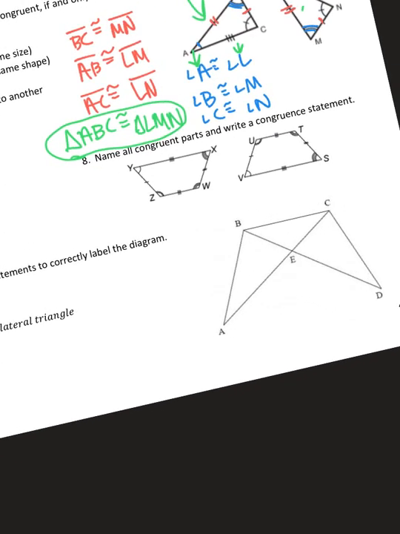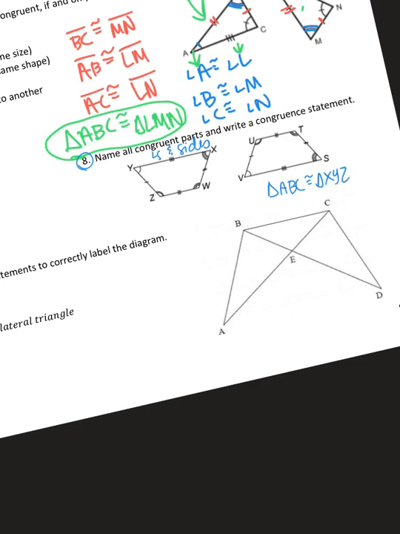All right, so I'm going to let you do number 8. It says name all congruent parts and write a congruence statement. So remember, all congruent parts includes angles and sides. And because these are quadrilaterals, you should have a list of 4 congruent angle pairs, 4 congruent pairs of sides, and then a congruence statement. Okay, now you've learned that a congruence statement for triangles is triangle ABC is congruent to triangle XYZ, for example.